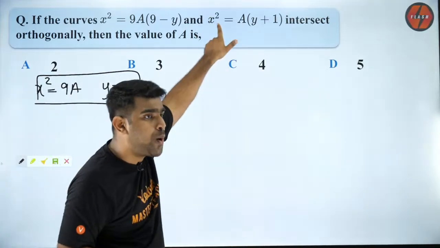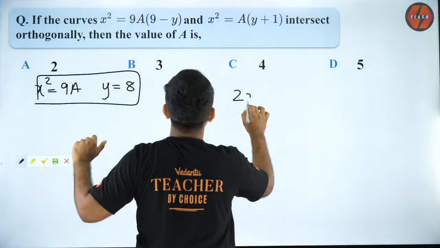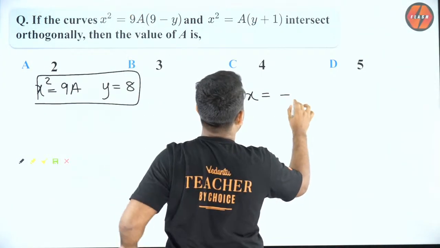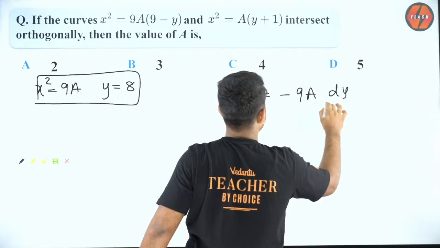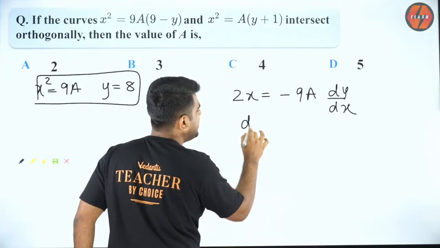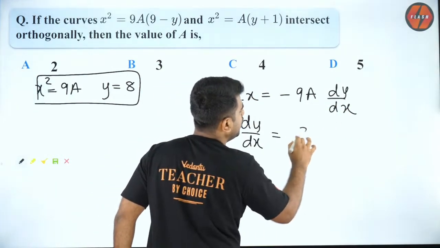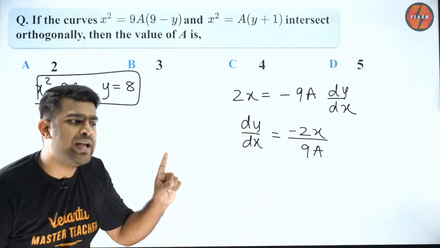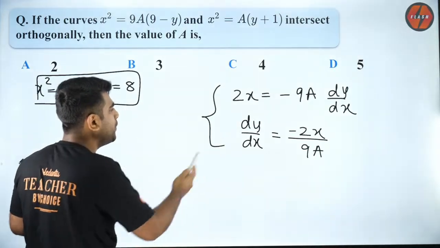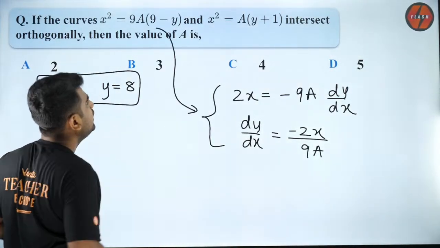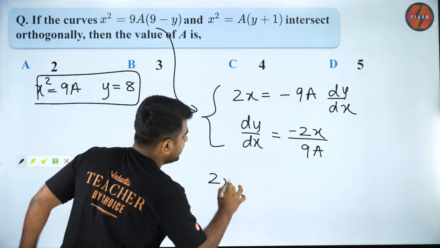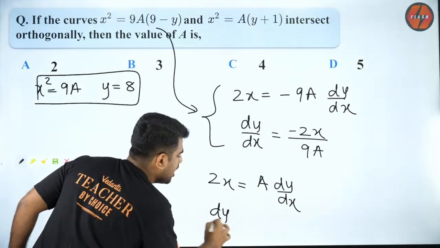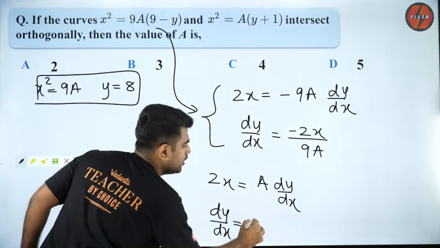Now I will find the slope. What is the slope of this? 2x is equal to, we'll have 81a, differentiation of that is 0. This will be minus 9a dy by dx. So what is dy by dx? dy by dx is equal to 2x by minus 9a for the first curve. For the first curve, this is the slope. Now for the second curve, 2x is equal to a dy by dx. So for the second curve, the slope is equal to 2x by a.